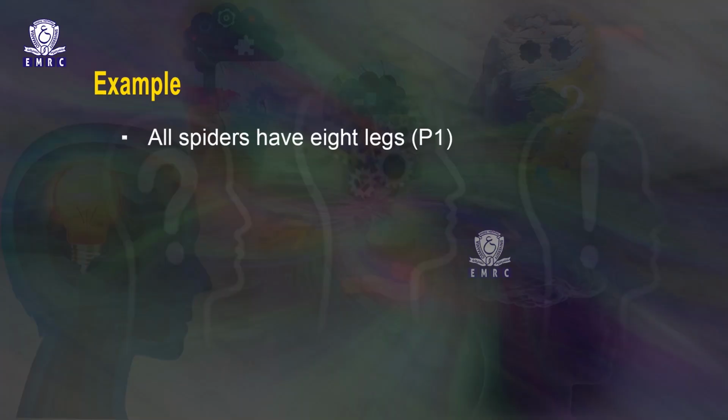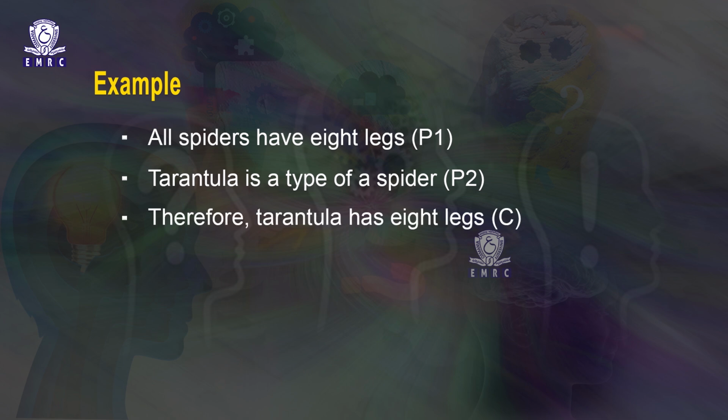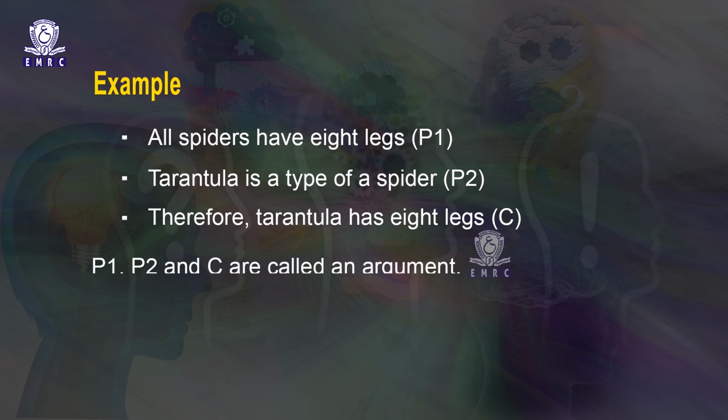Okay, so all spiders have 8 legs. This is the first statement. And the second one is tarantula is a type of spider. And the third statement is therefore tarantula has 8 legs. So these are the 3 statements I have, and these 3 together are known as an argument.